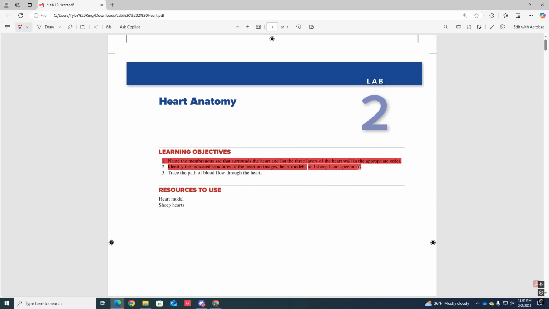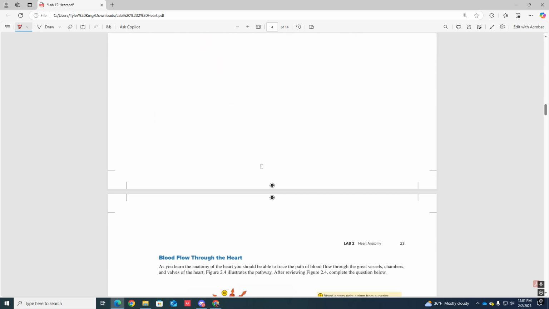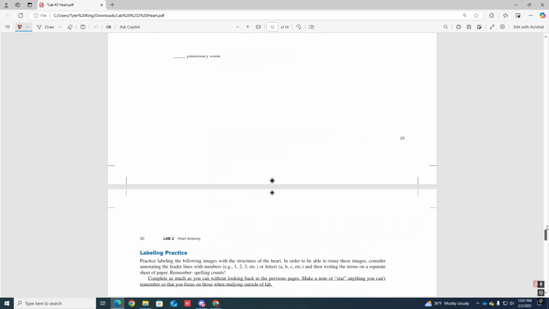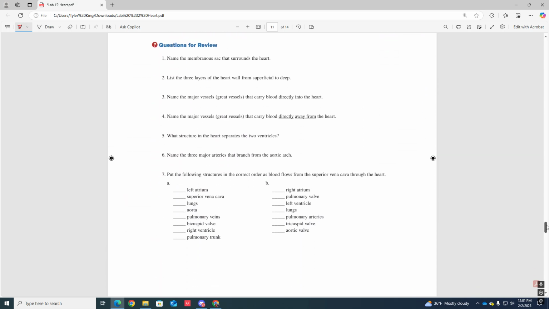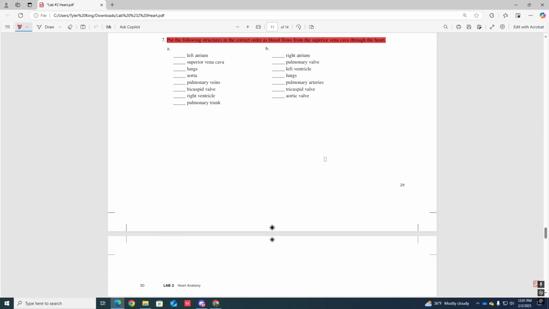So we did the sheep specimen, and then tracing the path of blood through the heart. I would encourage you to use your review section down here, and do this for one of the learning objectives. What I also found most insightful when I was in school is to actually try and draw a heart. How do I draw a heart? I'll do this.